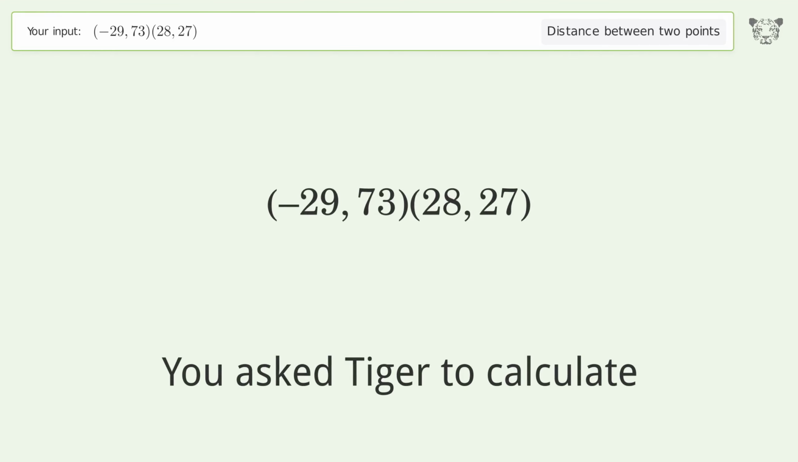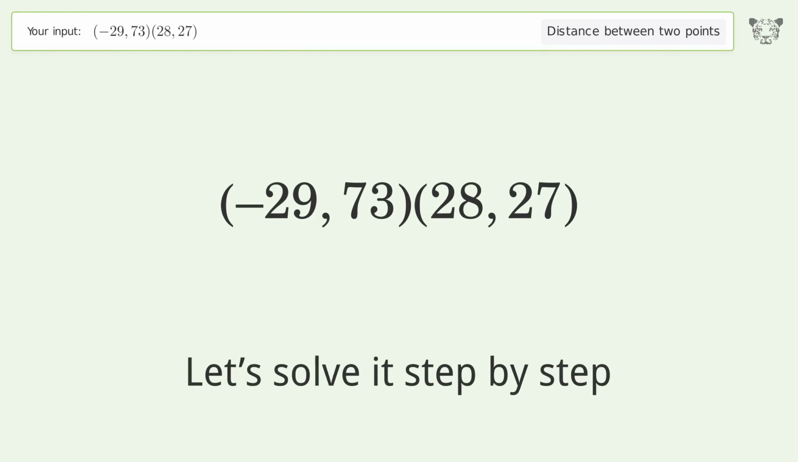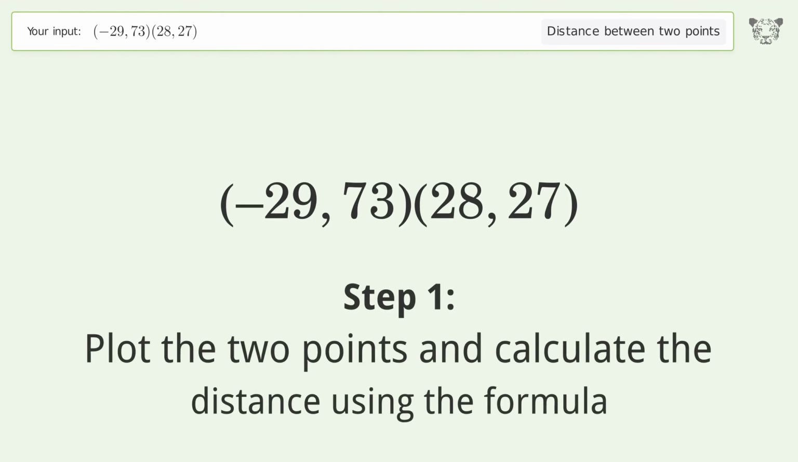You ask Tiger to calculate. This deals with the distance between 2 points. The distance between the 2 points is the square root of 5,365, or 73.246. Let's solve it step by step. Plot the 2 points and calculate the distance using the formula.